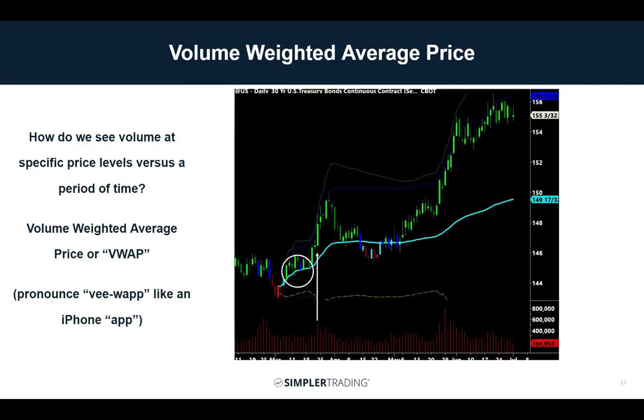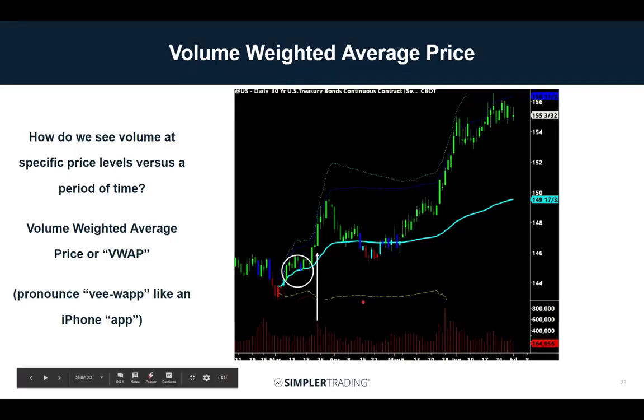So what we have now is something called volume weighted average price. We're taking the same tenet from Charles Dow and saying, look, we've got a better way now. So how do we see volume at specific price levels versus over a period of time? And that is what VWAP does. It's like if you had an iPhone app, it's VWAP. Okay, volume weighted average price.